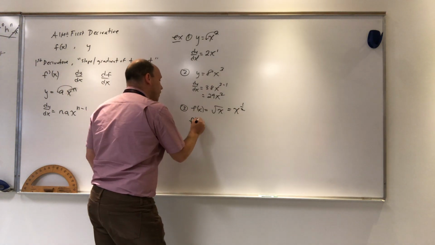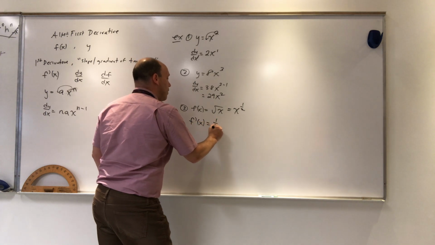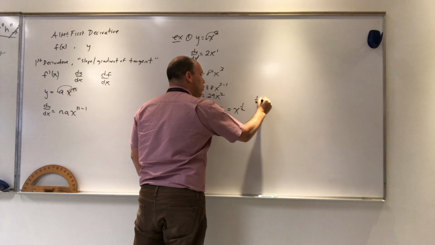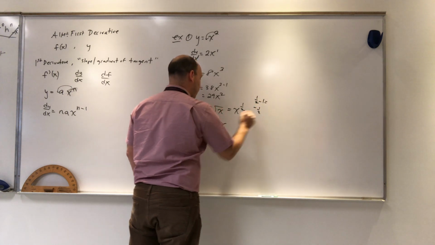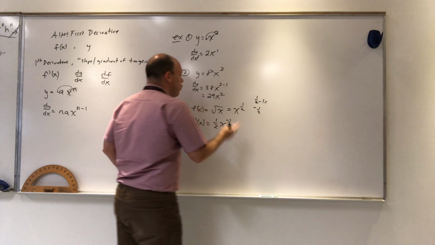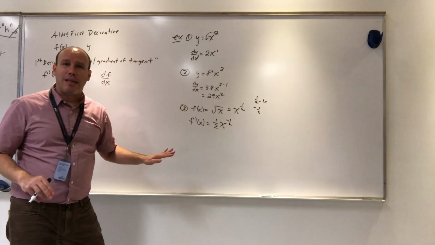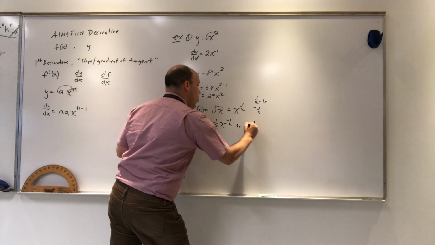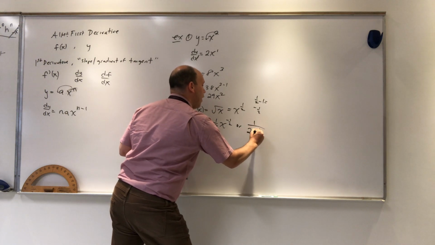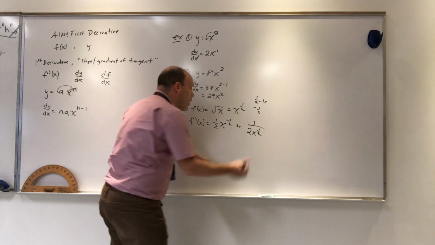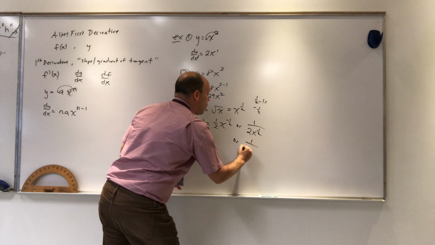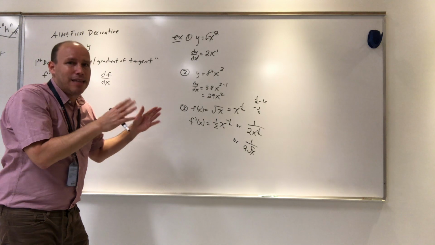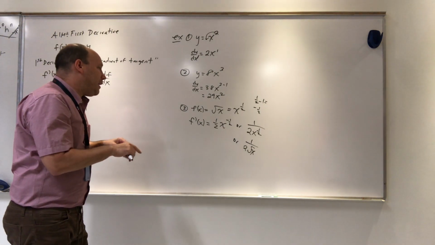So what's the derivative? Bring the 1/2 down, x. What's 1/2 minus 1? It equals -1/2. x to the -1/2. Know how to manipulate this. So it can be written as 1 over x to the 1/2, or it can be written as 1 over 2 radical x. Just know how to manipulate it. That's the idea. That's basically it.